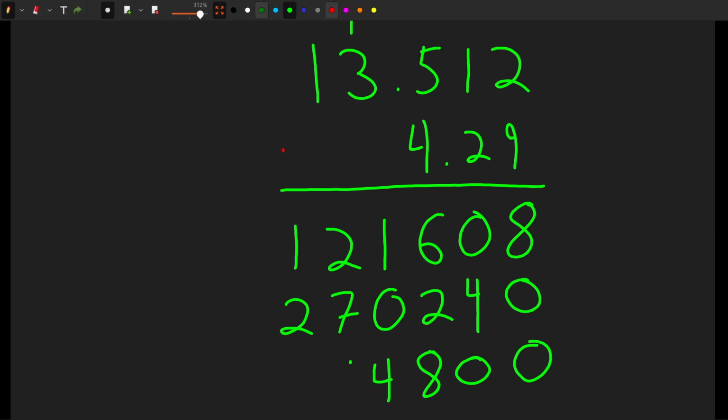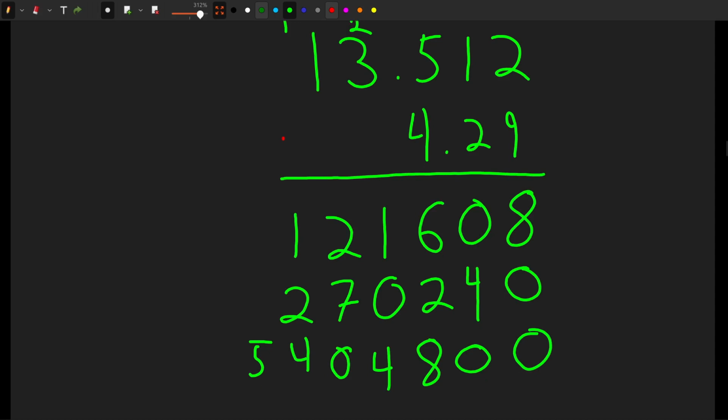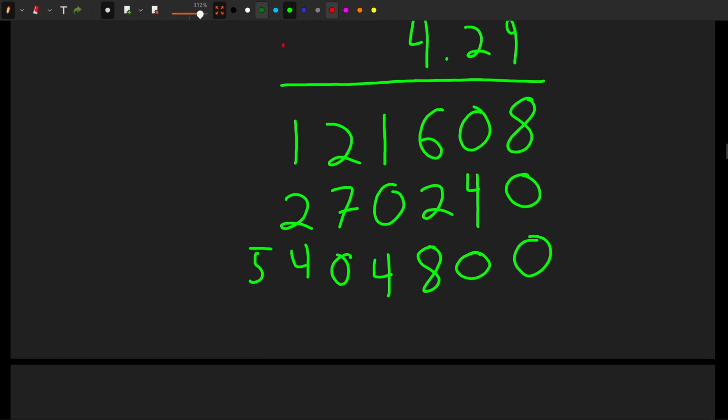4 times 5 is 20. Carry the 2. 3 times 4 is 12. Adding the 2 back, I get 14. Carry the 1. 4 times 1 is 4. Adding 1 more, I get 5. And now I can add all 3 of these numbers back.